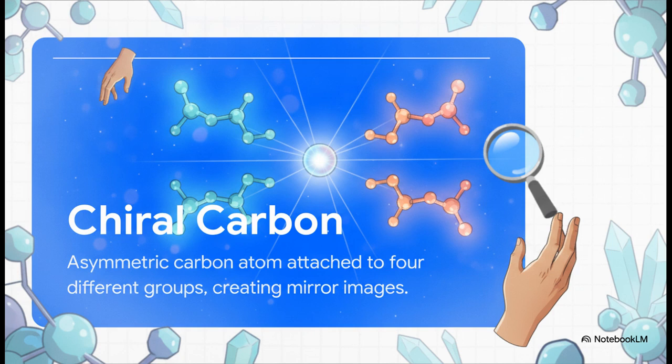Now, right in the center of that zwitterion is the alpha carbon. Because this central alpha carbon is attached to 4 completely different chemical groups, it is chiral, meaning it's asymmetric. And because of this asymmetry, the molecule can actually exist in 2 distinct forms that are exact mirror images of each other. Think of it like your left and right hands. They have all the same parts, but you can't perfectly superimpose them on top of each other. In chemistry, we call these optical isomers or enantiomers.